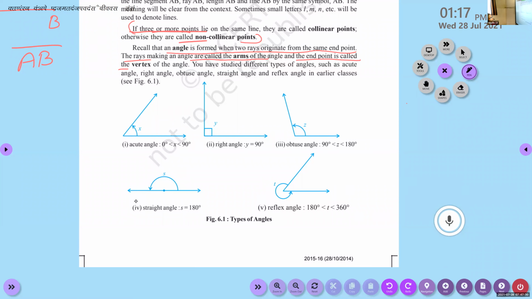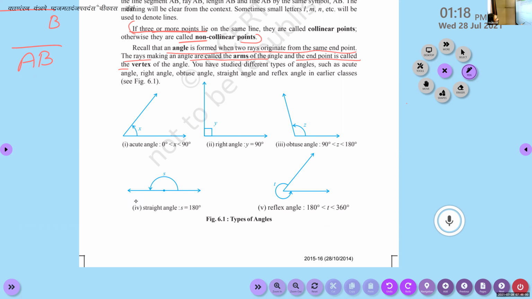Take a pencil and scale and draw these angles. Acute angle is between 0 and 90. Right angle is 90. Obtuse is between 90 and 180. And straight angle is 180 degrees. And reflex angle is more than 180, less than 360.